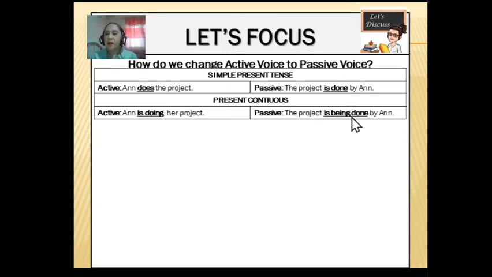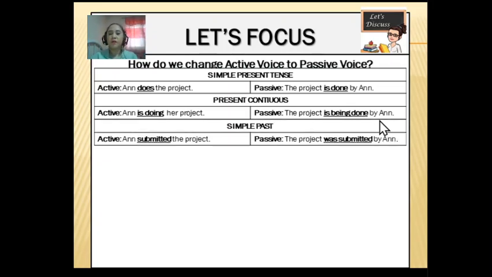Which is now the passive form of is doing. So we change is doing to is plus, of course, the verb be and the past participle of doing, by "Anne," which is the subject. However, in some cases, we can also drop the words by "Anne." Okay. Now we also have simple past.